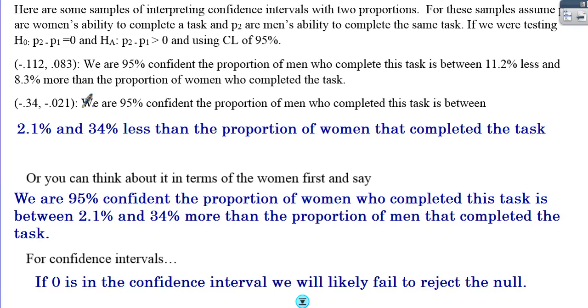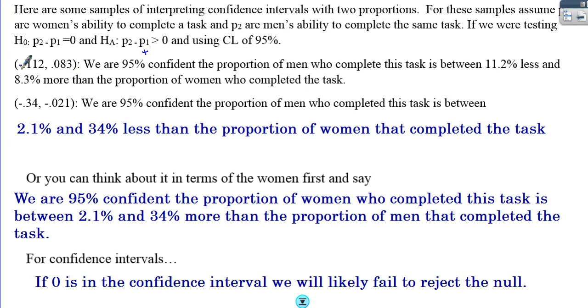What I want to point out again here is that P2 is men's ability. So if I'm taking the men's ability minus the women's ability and it's coming out as a number greater than 0, meaning a positive number, that is what we're trying to test: is the proportion of men's ability to complete the task higher than the proportion of women? So here's a quick example of what the confidence interval might look like.